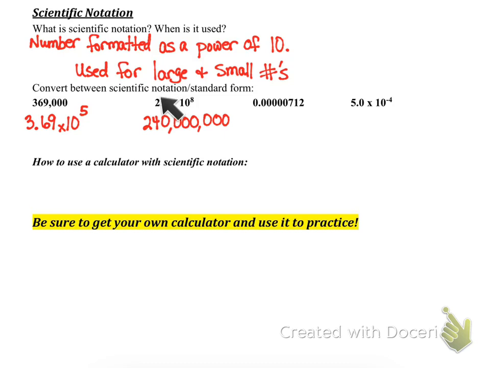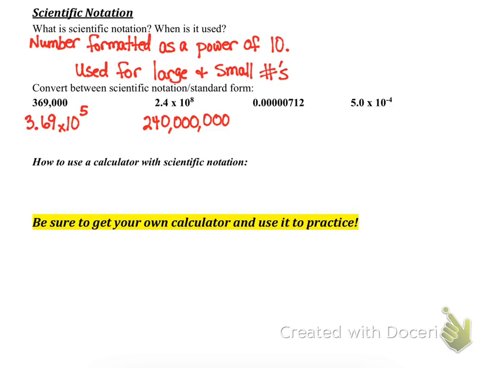Okay, going the other way. If you're given a number in scientific notation, 2.4 times 10 to the 8, we're going to move the decimal over 8 times. And this is a big number. It's bigger than 1. So the 8 is a positive power, so it's 10 to the positive 8.